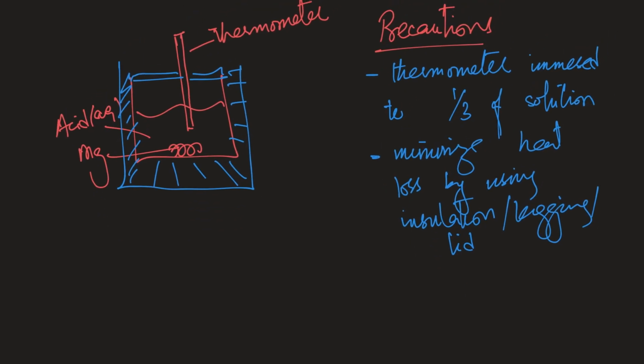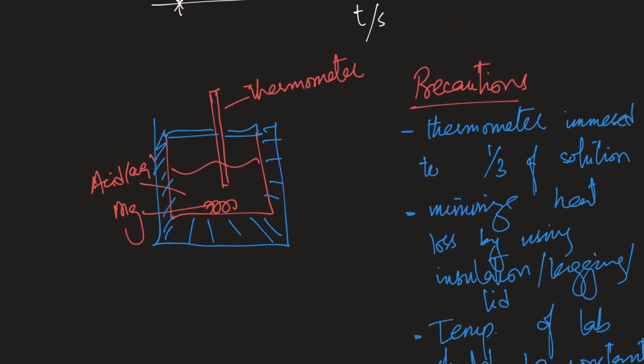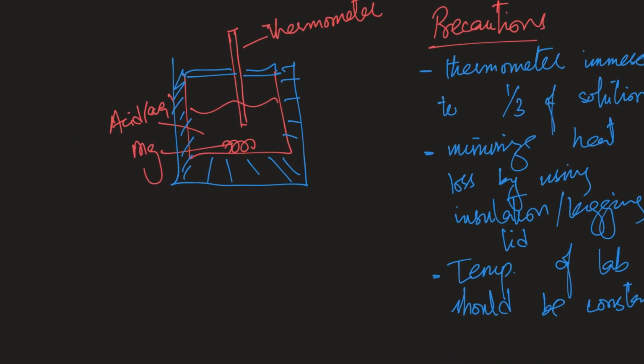Lastly, you need to make sure that the external environment does not affect or interfere with the results. So the temperature of the room or lab should be constant. That's something that we should do. Now, in this case, we will obviously do the experiment, measure the change in temperature, and the temperature will rise or decrease depending on whether it's an endothermic or exothermic reaction. This reaction in particular is exothermic.